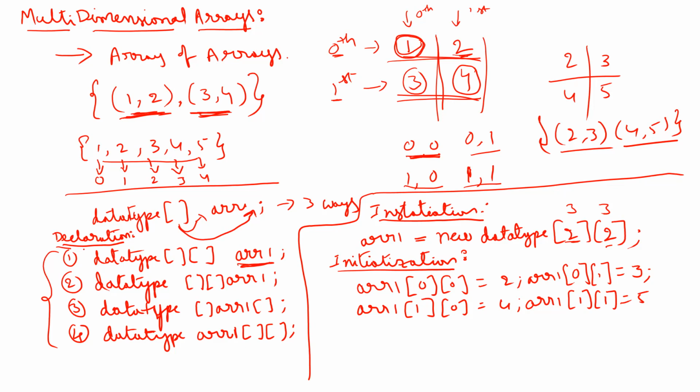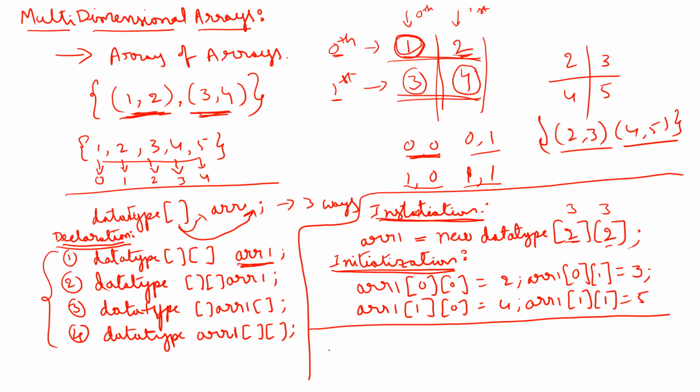Now we have seen the declaration part, the instantiation part, and then the initialization part. So these three things we have seen. Now, if I want to declare, instantiate and initialize a multi-dimensional array, just like a single dimensional array, we can do it in a single line.